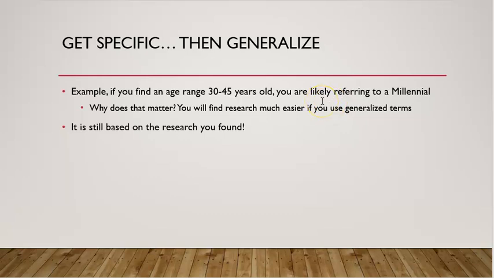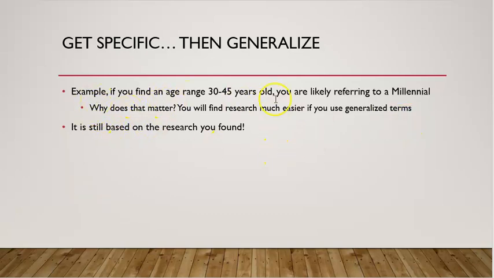And then you want to generalize from that. So, for example, if you find an age range of 30 to 45 years old, you're talking about a millennial. And you know how we classify generations by names, like millennial, Gen Z, baby boomers. There's a number of them out there, right?